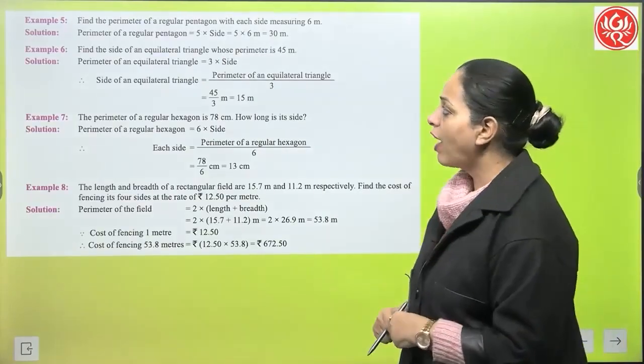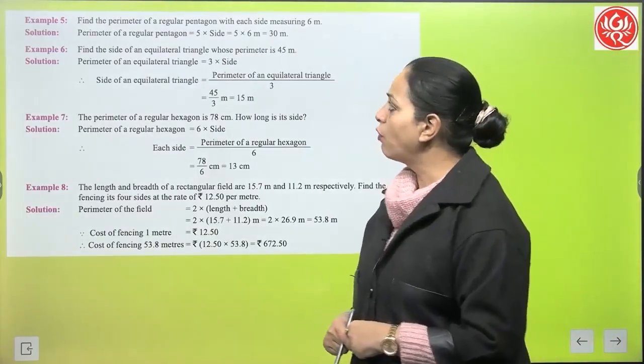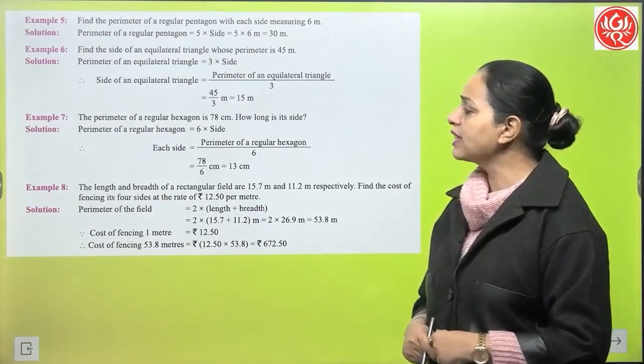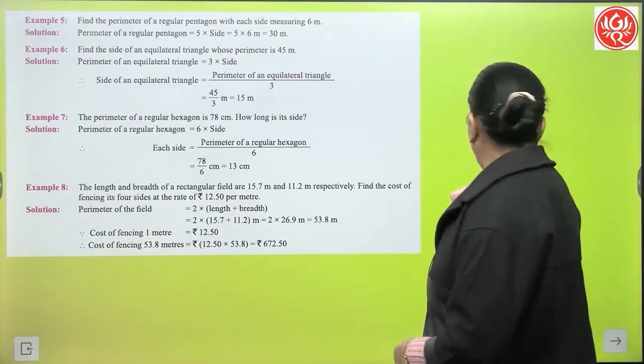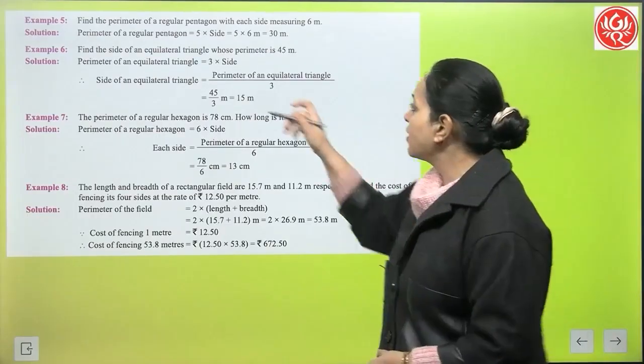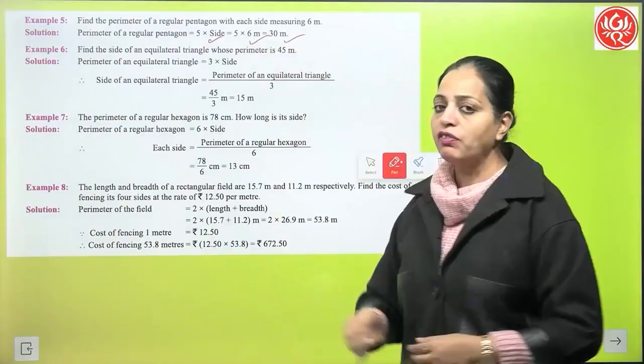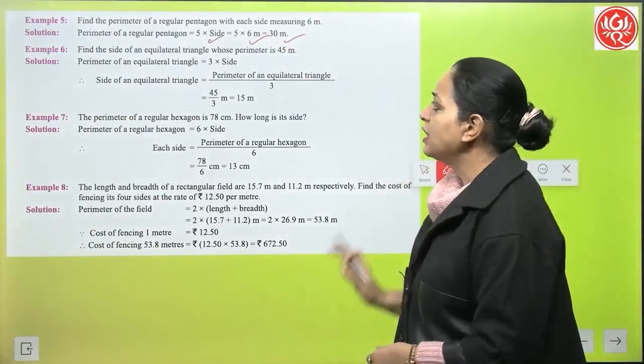Now example 5. Find the perimeter of a regular pentagon with each side measuring 6 meter. So what is the perimeter of pentagon? That is 5 into side. So 5 into 6 means 30 meter.